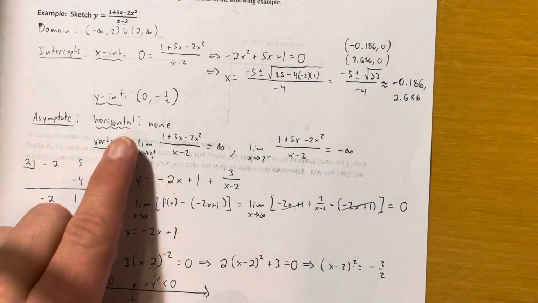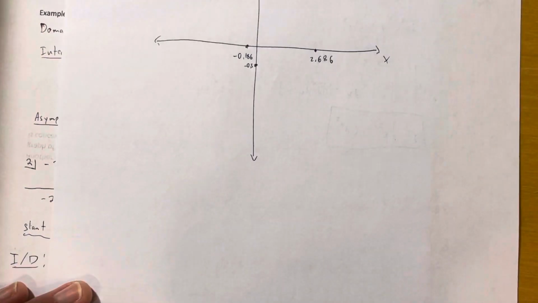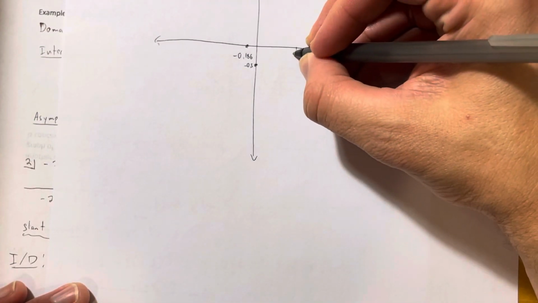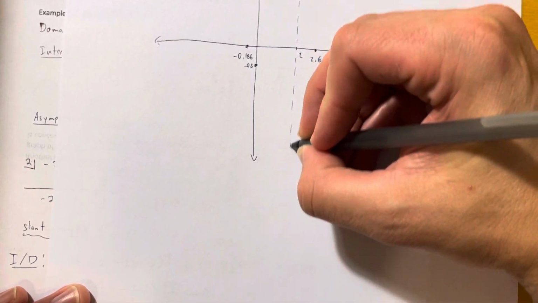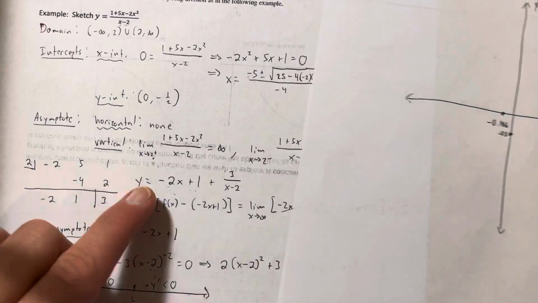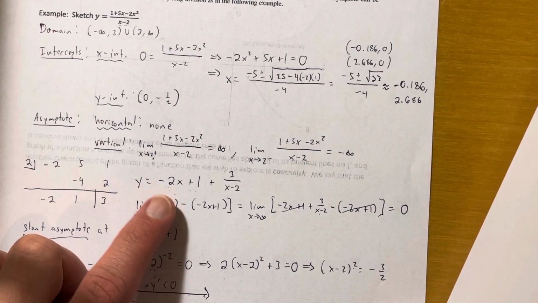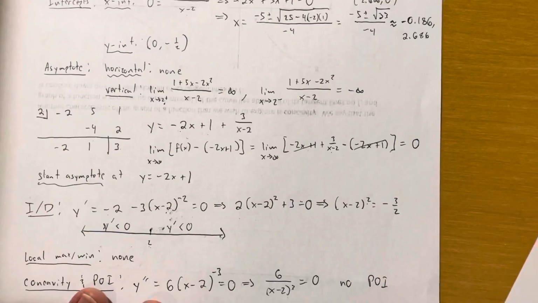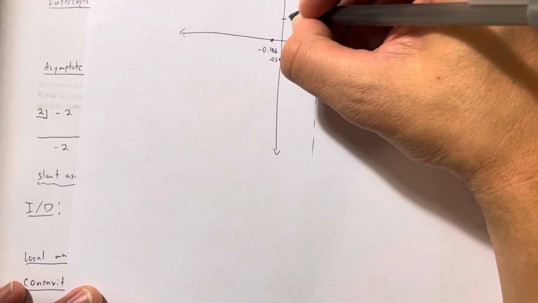What else do we know? No horizontal asymptotes, but we do have a vertical asymptote at x equals 2. So x equals 2, I'm going to put that maybe like right here. We have a vertical asymptote there. Okay. What else do we know? We have a slant asymptote at negative 2x plus 1. So we stated that here. Okay. That means we have a y-intercept of 1 on that guy.